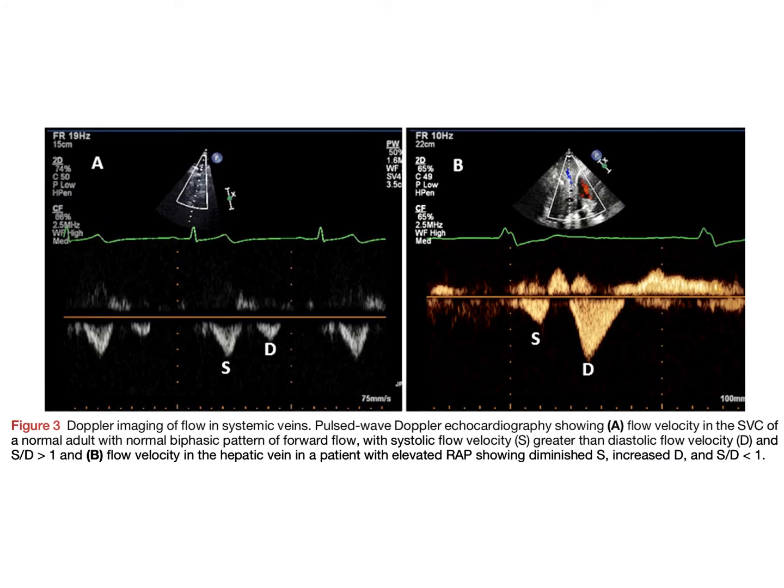Further information can be derived from the systemic vein Doppler signal. On the left-hand side, you notice a superior vena cava pulse wave Doppler signal of a normal individual demonstrating systolic preponderance of flow. In the hepatic vein signal seen on the right, the systolic wave is smaller than the diastolic wave and is reflective of elevation in right atrial pressure.